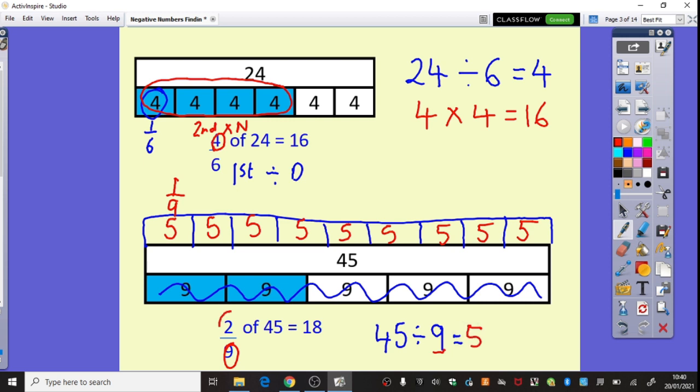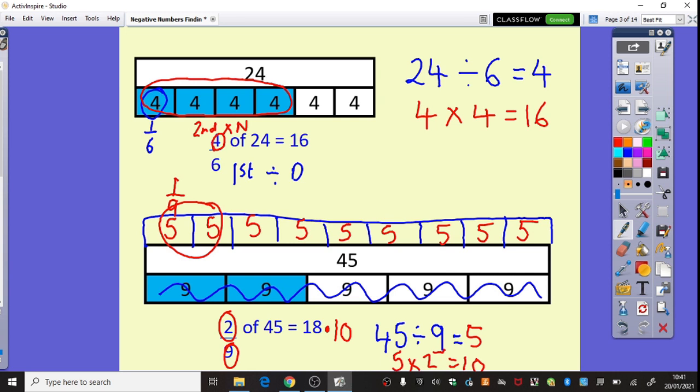And then how many lots of 5 do I need when I multiply by my numerator? I need 2 lots of 5. So I'm going to do 5 times 2 equals 10. So actually, my answer isn't 18, my answer is 10. So just a little one there.